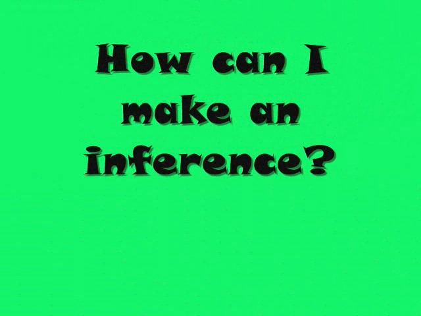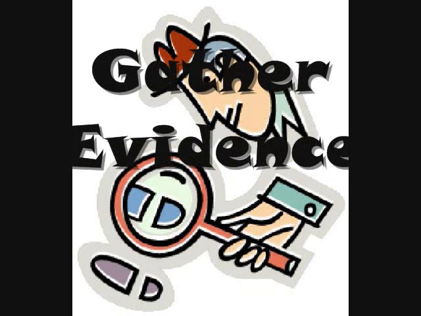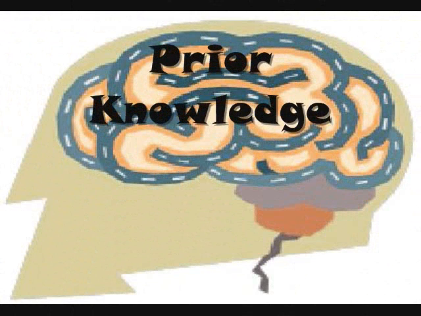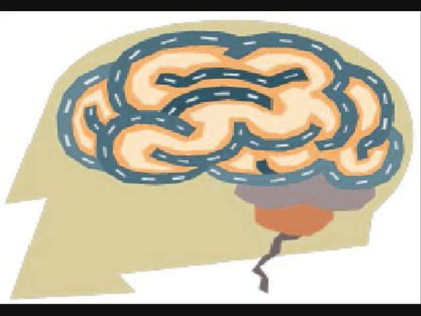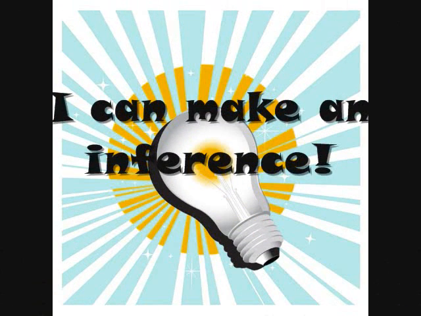Now for our second question. How do I make an inference? First, you need to gather evidence. You can use words or pictures to gather evidence about what is happening right now. To make an inference, you also need to use prior knowledge. Prior knowledge is what you already know coming into the situation. When you combine your prior knowledge with the evidence that you've gathered from the words or pictures, you are able to make an inference.